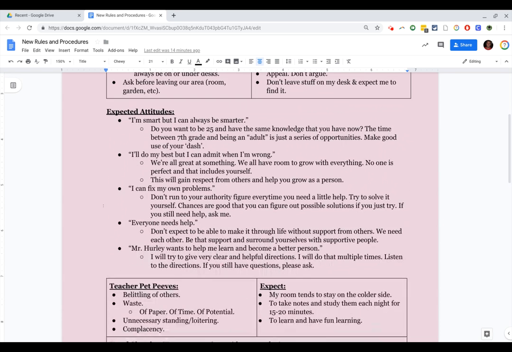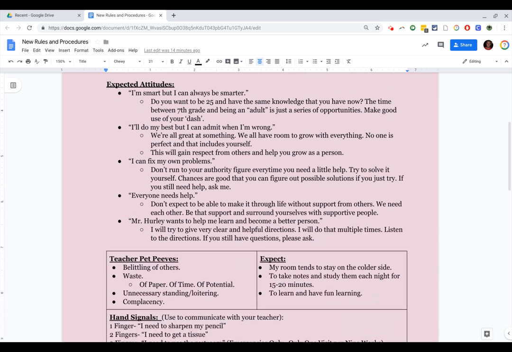All right, so let's go down to expected attitudes. These aren't really rules. These are just expected things that I want you to have in your mind. So for you to be able to say, I'm smart, but I can always be smarter. You guys are smart. You guys know a lot of stuff. But I want you, hopefully you want to be smarter later than you are now.